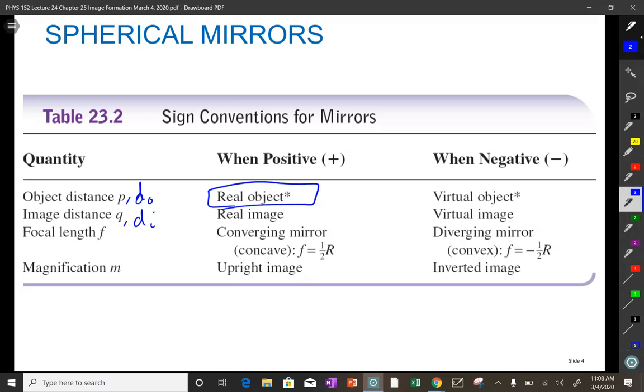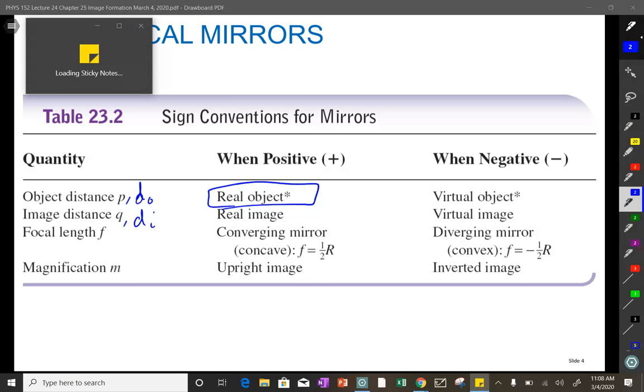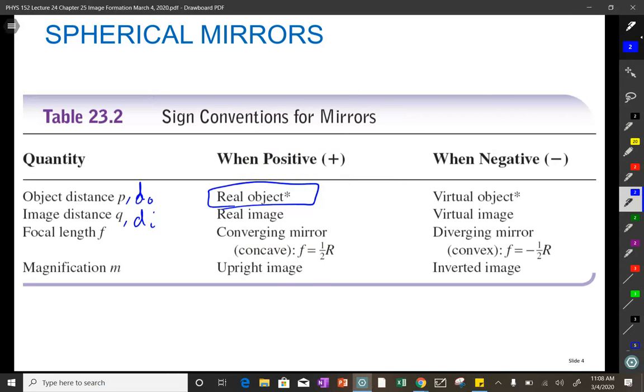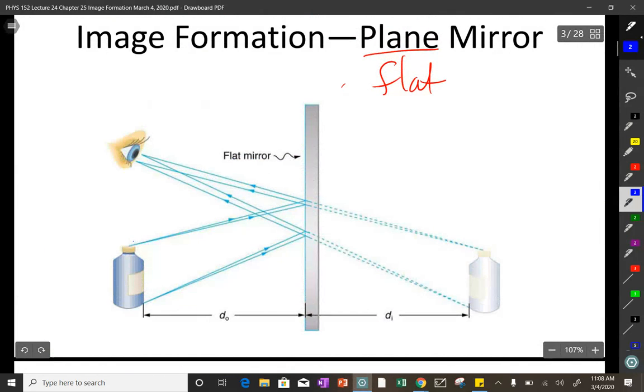A virtual image is where they're extrapolated. So if we go back to this picture, the light rays didn't really meet here. So this is a virtual image because the light rays didn't really meet. This is a real object because the light rays really were together there at the object.